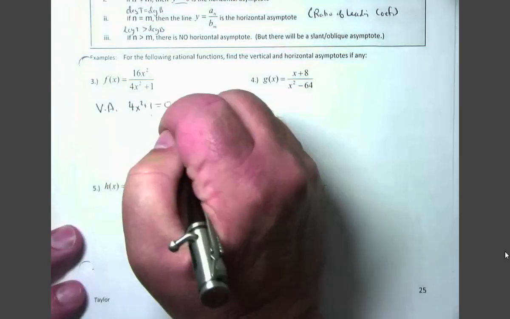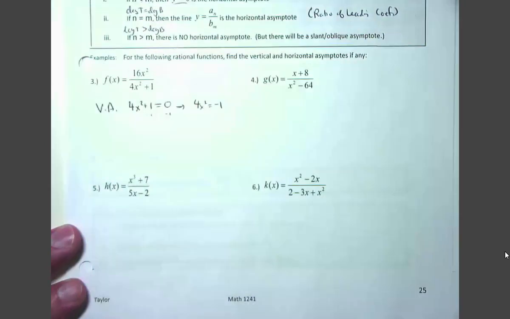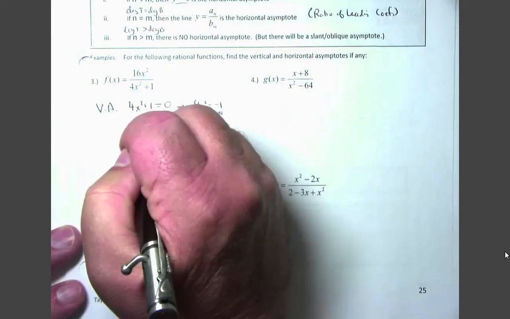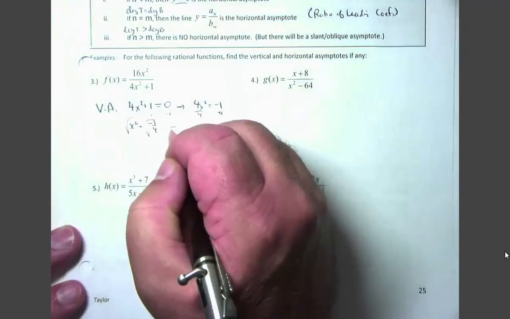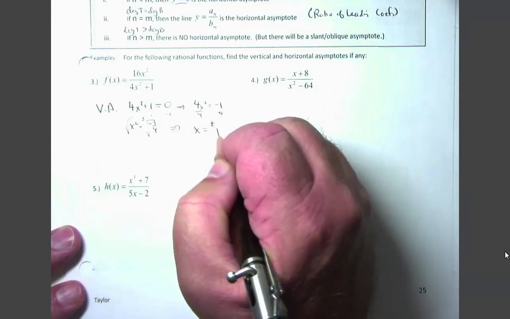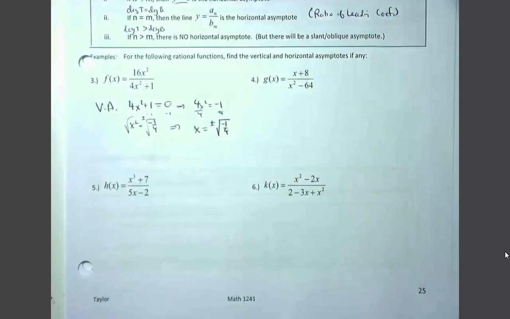Help me out. Solve for x on this thing, please. What's your first move? Subtract 1 from both sides, not a problem there. That's going to give me 4x squared equals negative 1. What's your next move? Divide by 4 on both sides. That gives me x squared is equal to a negative 1/4. What's your next move? Take the square root of both sides, and that's going to give me x is equal to, and officially when you take a square root, don't forget, it's going to be plus or minus the square root of negative 1/4. What is the square root of negative 1/4?